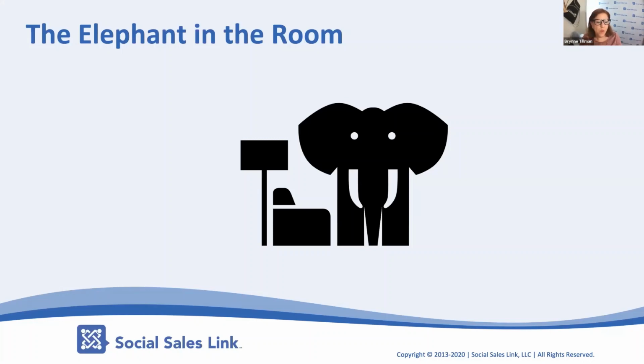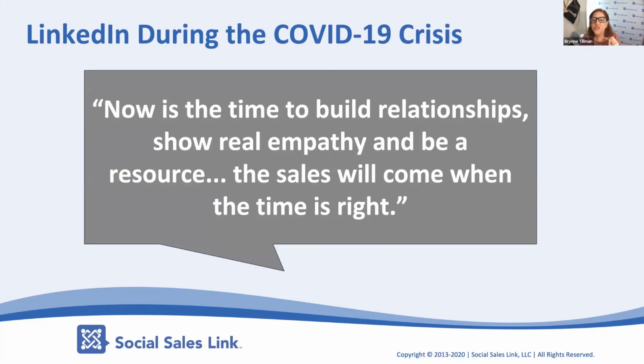So what I want you to think about at every level, when we are doing outreach, is to be well aware that there is a major elephant in every household, right? And we may not know what that is. So just be hyper aware. Now is the time to build relationships, show real empathy, and be a resource. The sales will come when the time is right.